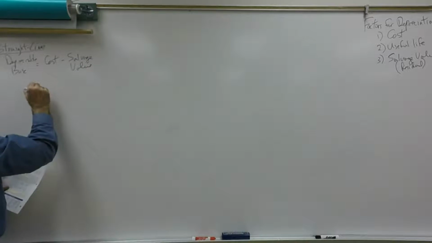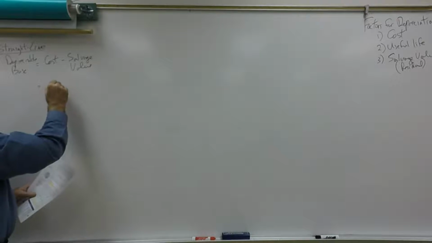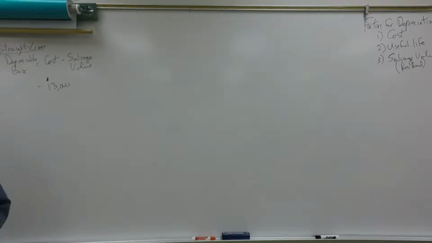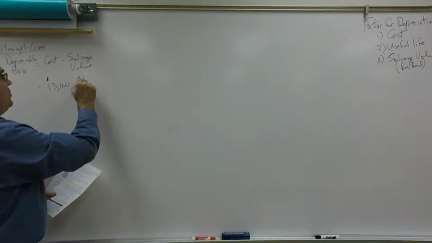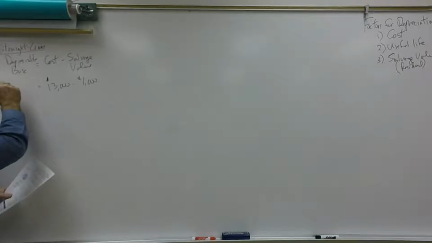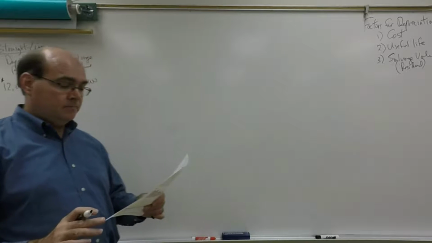Okay. So in this case, we have a piece of equipment that we paid $13,000 for. And we think at the end of the term, at the end of useful life, we can sell it for $1,000. So that means that we're going to use up $12,000 of that asset. That becomes our depreciable base. So that's what we have to figure out how to allocate over the time period.